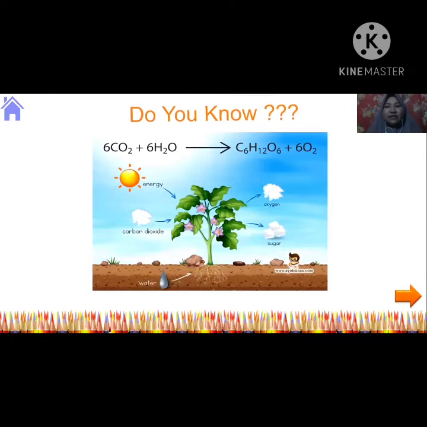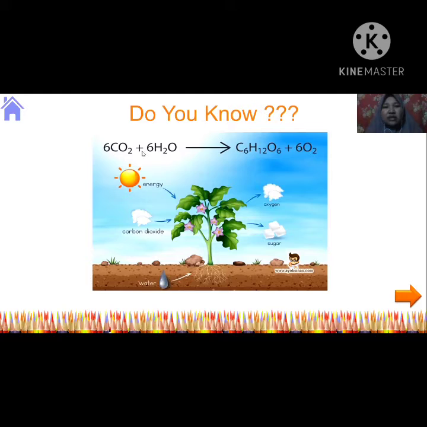Okay, for beginning our study, what do you think about the picture, students? So there is a plant here and sunlight, oxygen, carbon dioxide, sugar, and water. What do you think it is? Yes, that's right. It is the photosynthesis reaction. So the photosynthesis reaction is an equilibrium reaction.